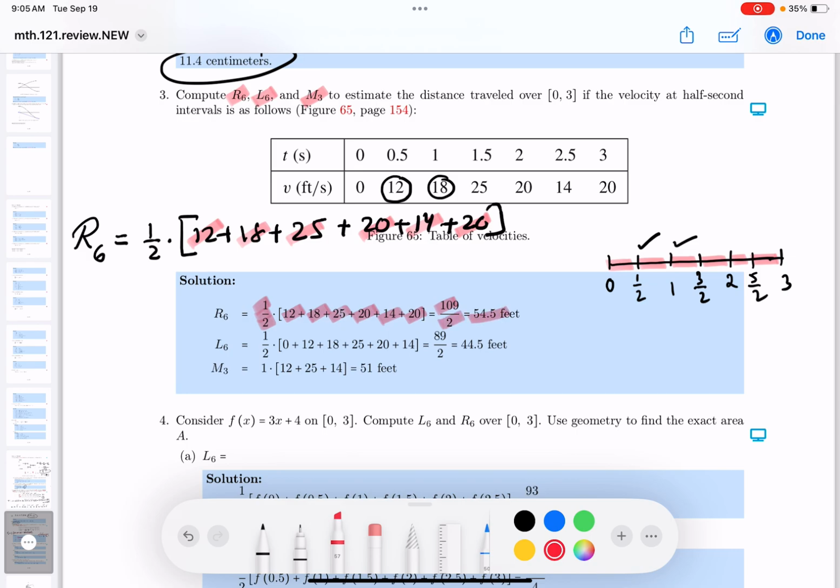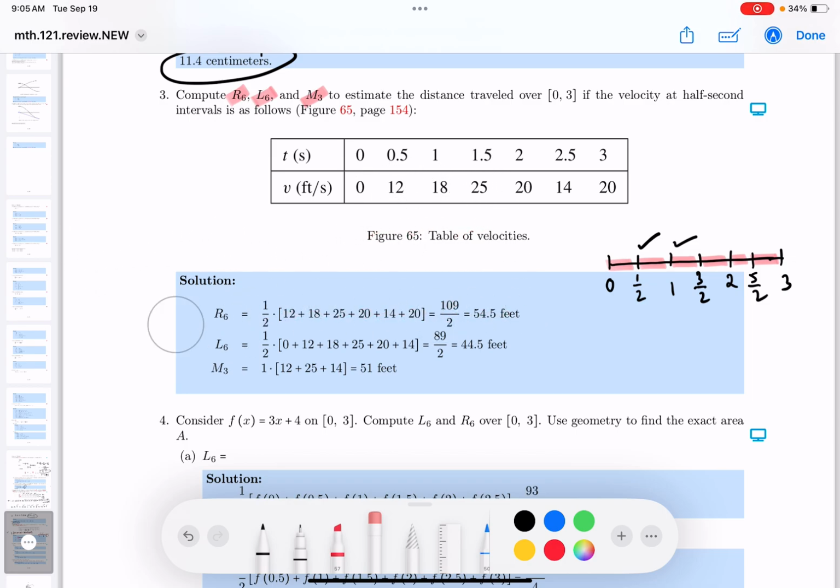What I want to do now is I want to do the left endpoint. I'm done with the right. I'm going to erase this now. This is done. I'm going to do left now. Left endpoint, L6. What's that going to be? Well, if I'm looking at it, it still has a base of 1/2. But I'm going to do left now.